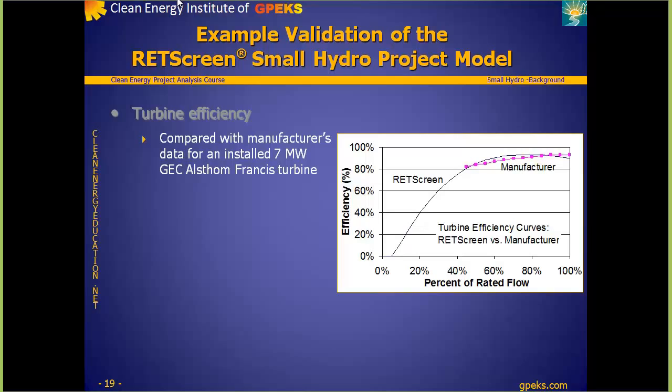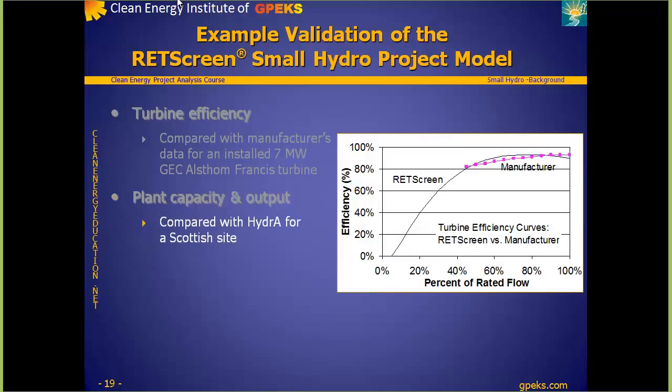RETScreen's calculation of the plant capacity and available energy were compared with those of Hydra, a small hydro software tool used in the United Kingdom and Spain. The results of the comparison were published in the International Energy Agency document.